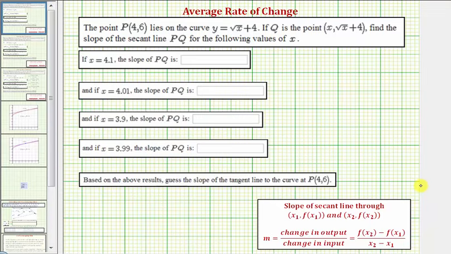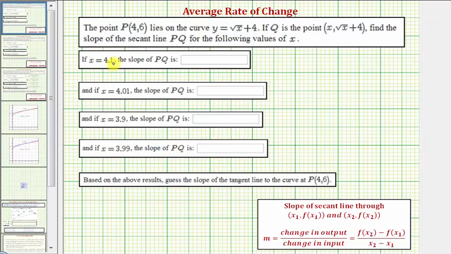The point P with coordinates (4, 6) lies on the curve y equals the square root of x plus 4. If Q is the point (x, the square root of x plus 4), we want to find the slope of the secant line PQ for the following values of x.